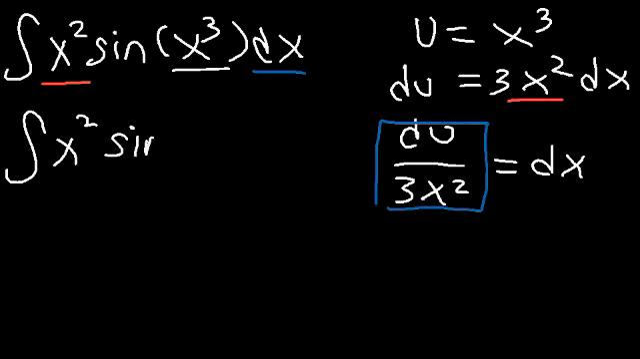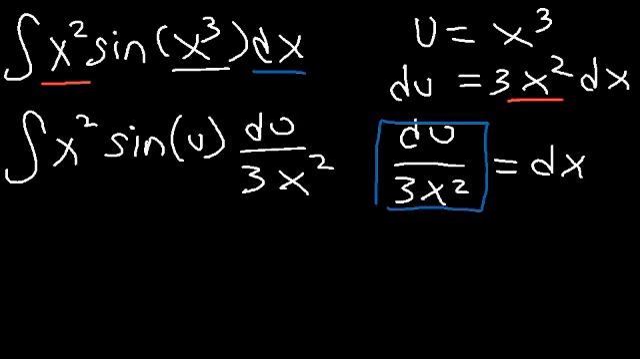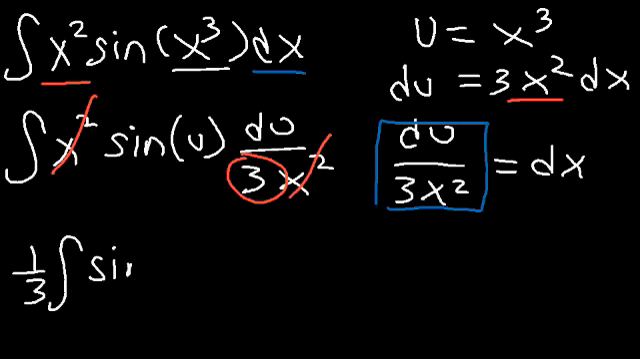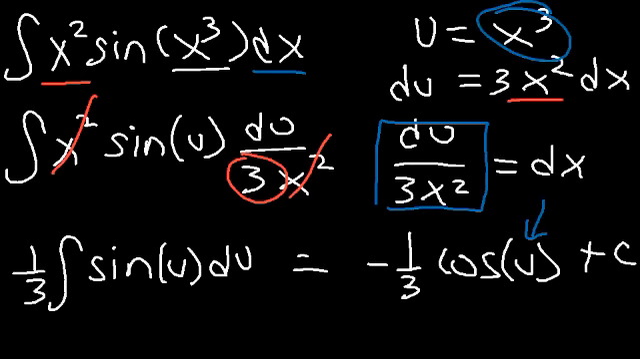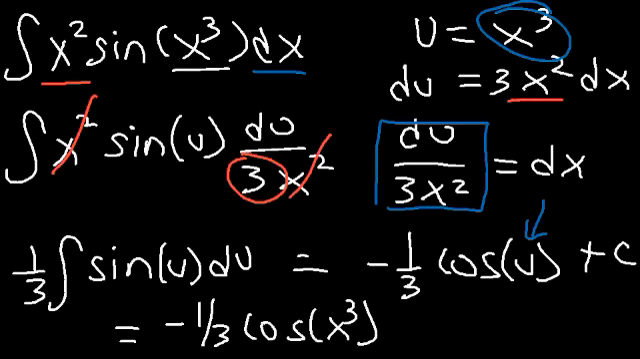So this is going to be x squared sine u du over 3x squared. So notice that the x squared cancels. And let's take this constant and move it to the front. So what we now have is 1/3 antiderivative sine u du. And we know what the antiderivative of sine is. It's negative cosine. So this is negative 1/3 cosine u plus c. Now at this point, all you need to do is replace the u variable with what it was in the beginning, x cubed. So the final answer is negative 1/3 cosine x cubed plus c.